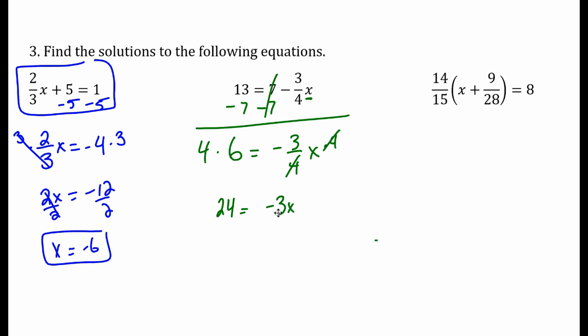Well, I don't care about -3x. That's -3 times x. I'm going to divide to undo that multiplication. x is equal to -8.